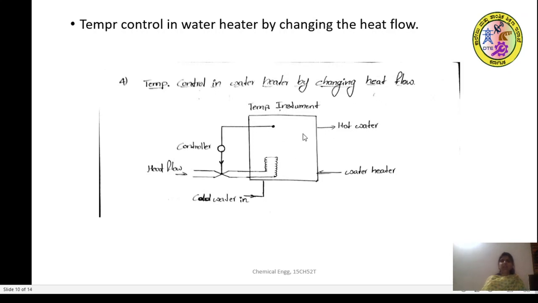If it is less than the required constant temperature, then the final control element will open, and the heat will flow to the water heater in order to heat the water to the required temperature. That's why we have shown the cold water in, the hot water, the temperature measurement, the controller, and the water heater.